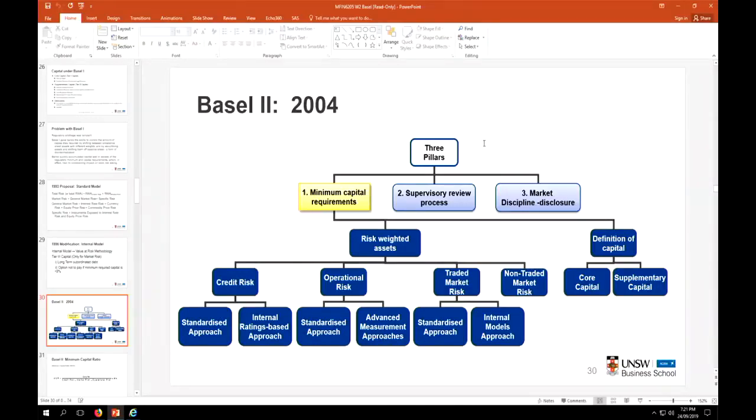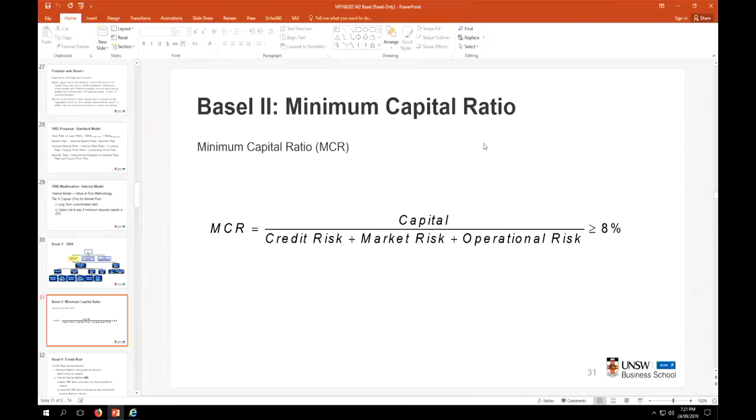All right, so that was Basel II. So now you've got minimum capital ratio, credit, market, operational, in Australia also interest rate risk in the banking book.